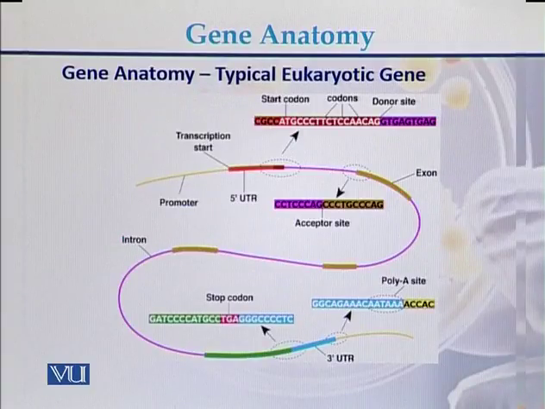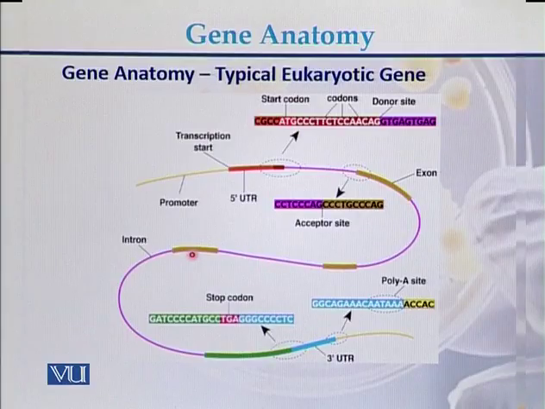This is the gene anatomy of the eukaryotic gene, because there is a little bit of difference between the anatomy of the prokaryotic gene and the eukaryotic gene. Eukaryotic genes are usually complex in nature, consisting of exons and introns. Here we can see this is the promoter region of the gene. These are the 5' UTR regions. Then there are introns and exons. This is intron, this is exon, again intron, exon, intron, exon.